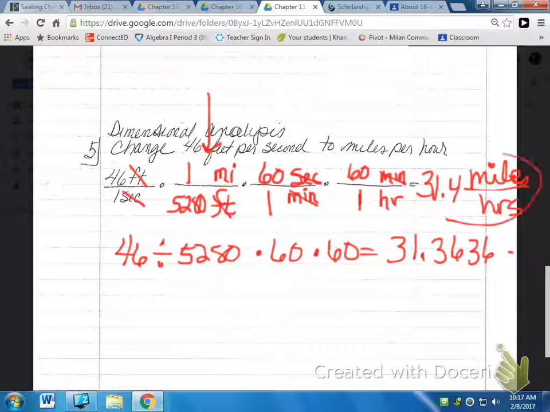And so we would say 31.4 miles per hour. Could you also just go ahead and multiply all the numerators across? Yeah, you could. You could go ahead and multiply all the numerators across and then do all the divisions, however it works out. Absolutely. All right, questions about this dimensional analysis?